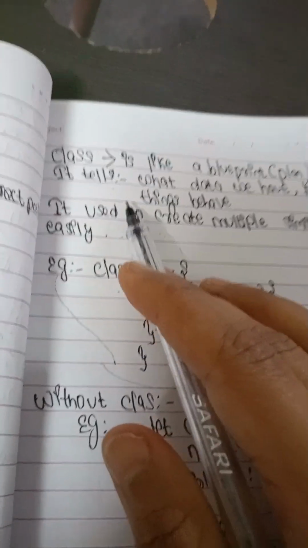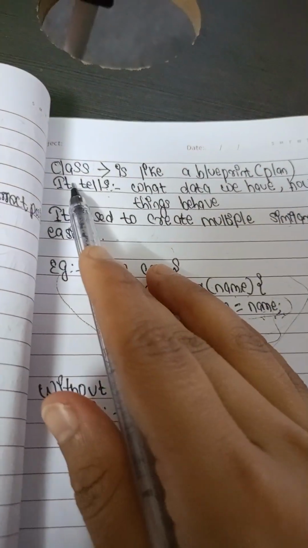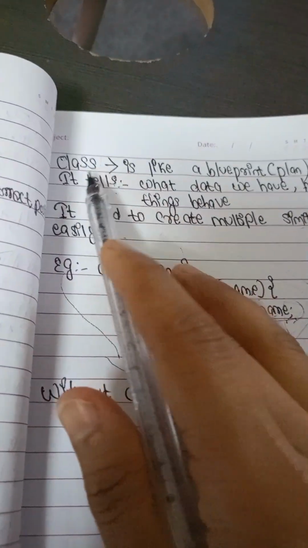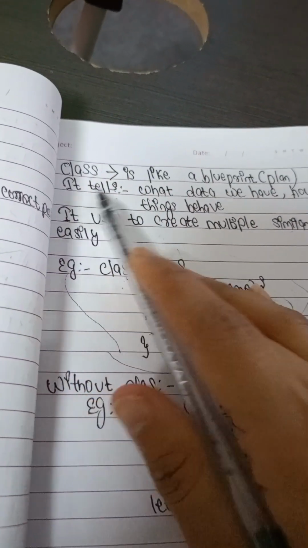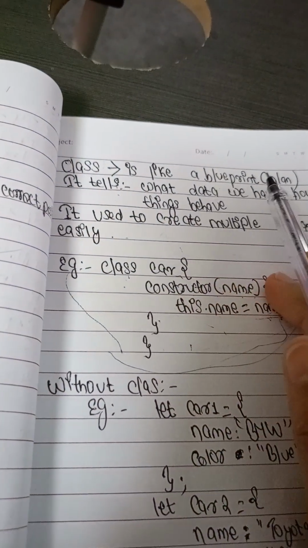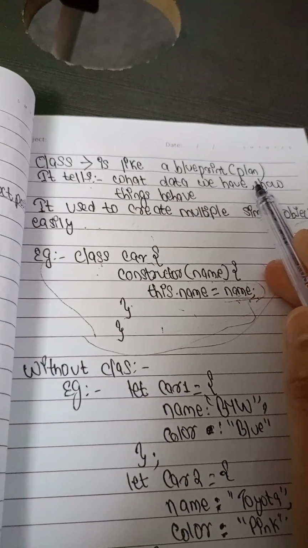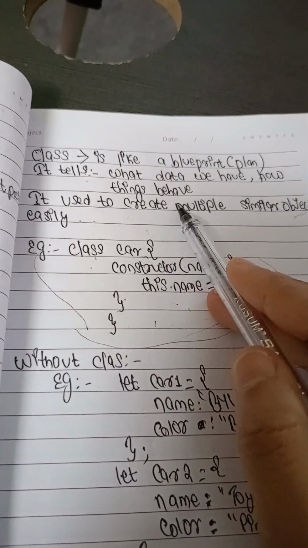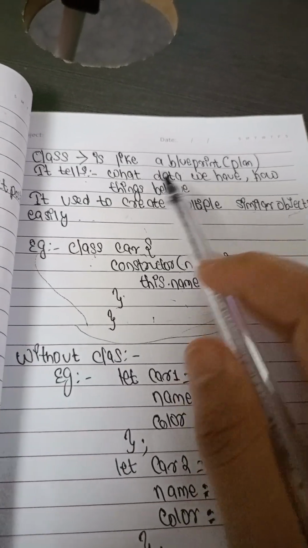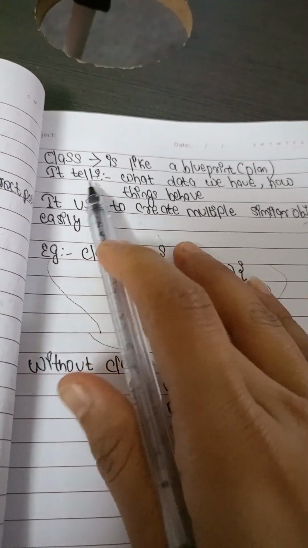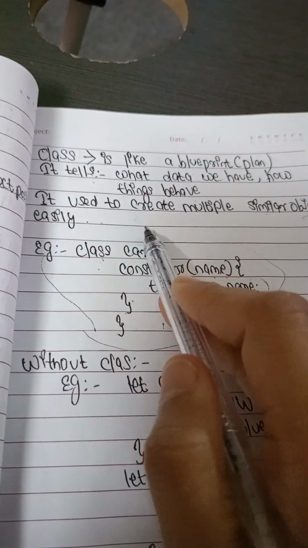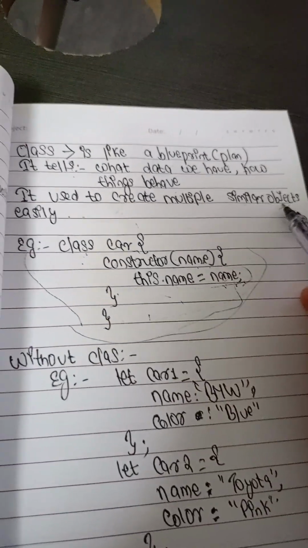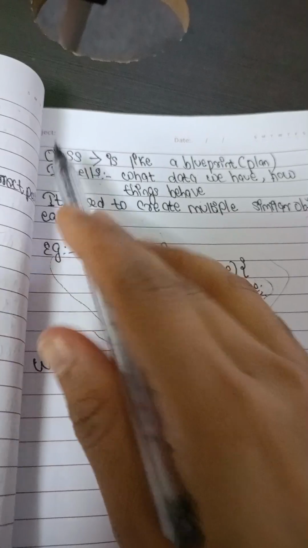Let's talk about the new topic today, the class, and also how it is useful in Playwright automations. A class is like a blueprint, which is also a plan, right? It tells what data we have and how things behave, and it is used to create multiple similar objects easily. We'll talk about the object later on. First of all, we'll see what a class is.